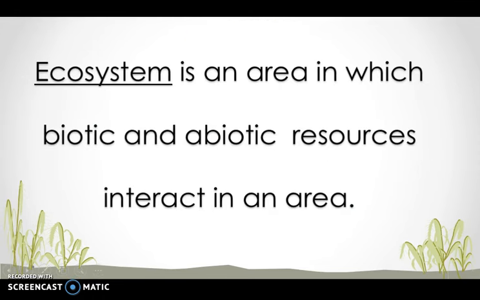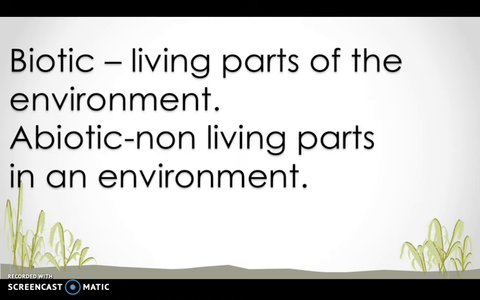An ecosystem is an area in which biotic and abiotic resources interact with one another. Well, you might be wondering what biotic is. Biotic is simply living things, and abiotic is simply non-living things. Biotic are the living parts of the environment, and abiotic are the non-living parts of an environment.